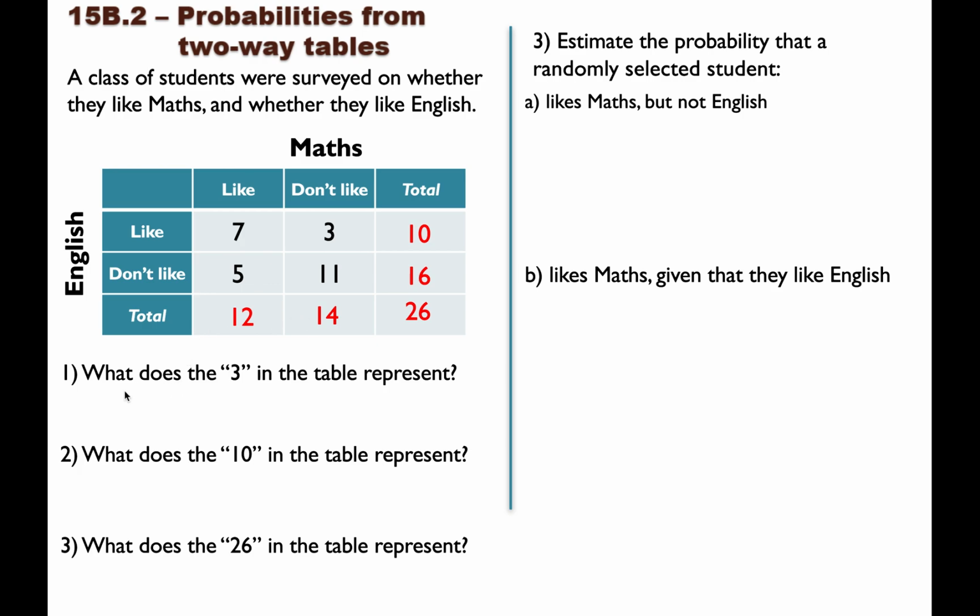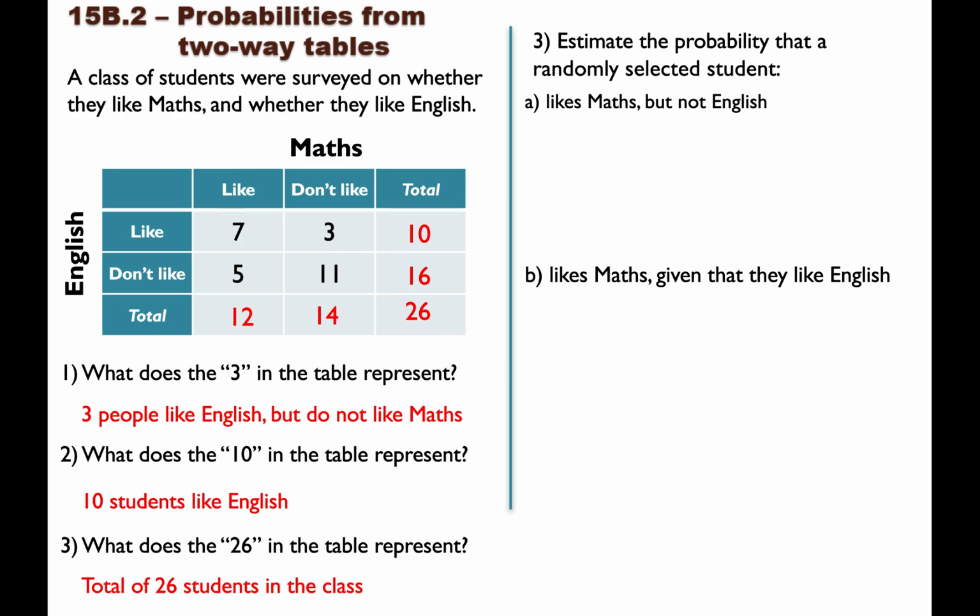All right, let's answer some questions. What does the number 3 in the table represent? The 3 is right here, and it represents the 3 students that like English, but they don't like maths. 3 people like English, but do not like maths. What does the 10 represent? Well, the 10 is the total number of students who like English. 10 students like English. What does the 26 represent? Well, that's just the total number of students in the class. There are a total of 26 students in the class.